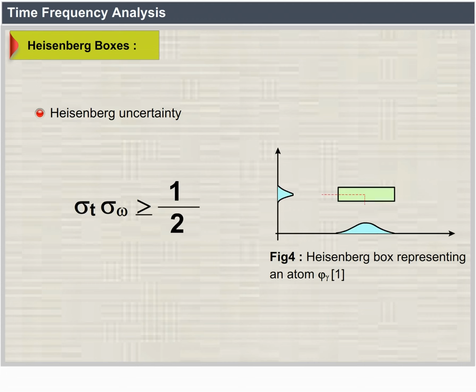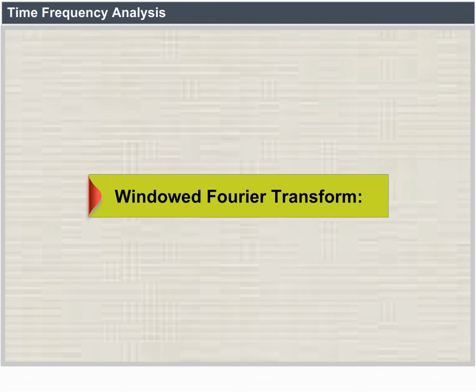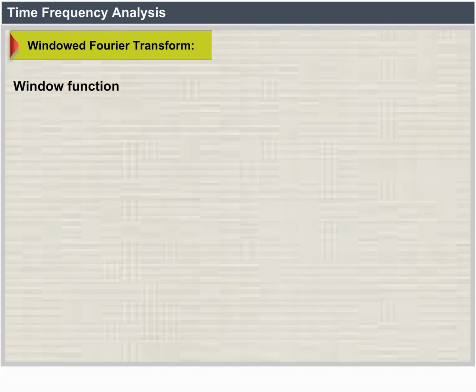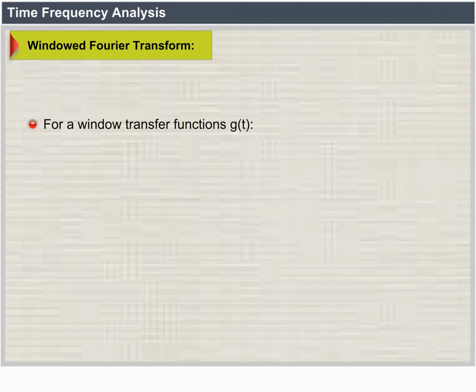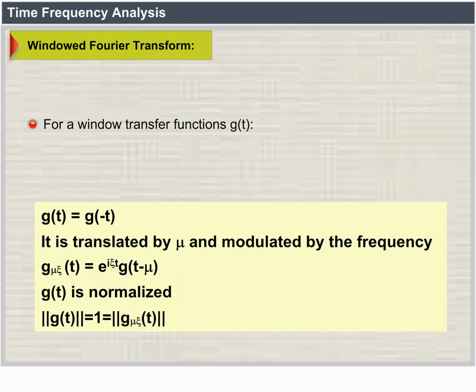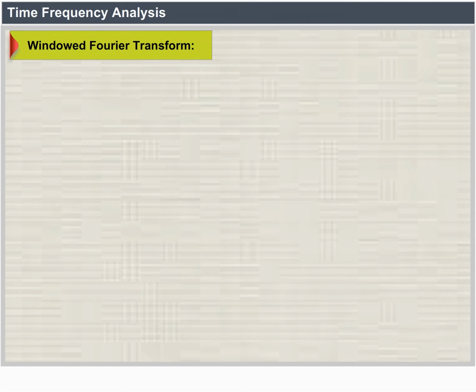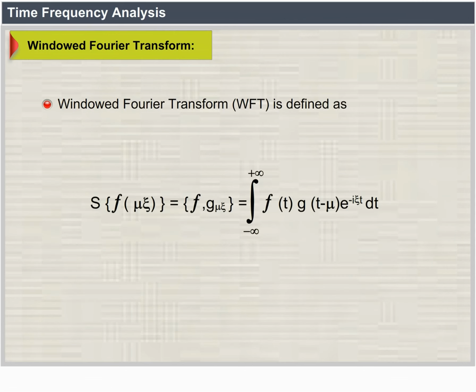Windowed Fourier transform. Window functions are real and symmetric. For a window transfer function g of t, the expressions are given on the screen. The windowed Fourier transform, WFT, is defined as shown. This is also called the short-term Fourier transform, STFT.